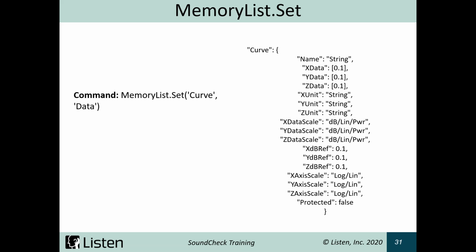Then I would specify all of this data here. You need to copy this exactly. It has to be everything filled out. And you would just give it X, Y, and Z data, give what units are used on each of the axes, what scale, what the dB reference is, what the axis scale are, if it's protected data. All of this stuff can be set externally.